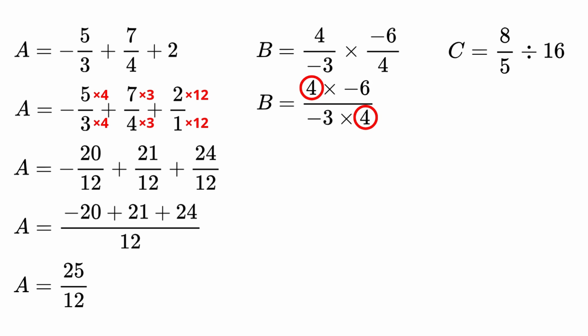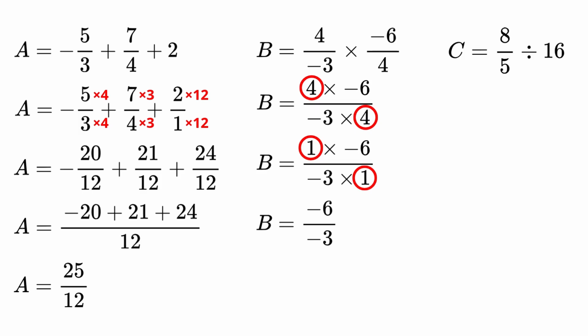So, we divide 4 by 4. That makes 1. Another possibility would be to remove them, but for this example we will use the first method. So now we have smaller numbers that are easier to work with. We can therefore write that the fraction is minus 6, minus 3. Let's look at the signs. We have a minus on a minus, and we know that a minus on a minus equals a plus. So our final result will be positive.